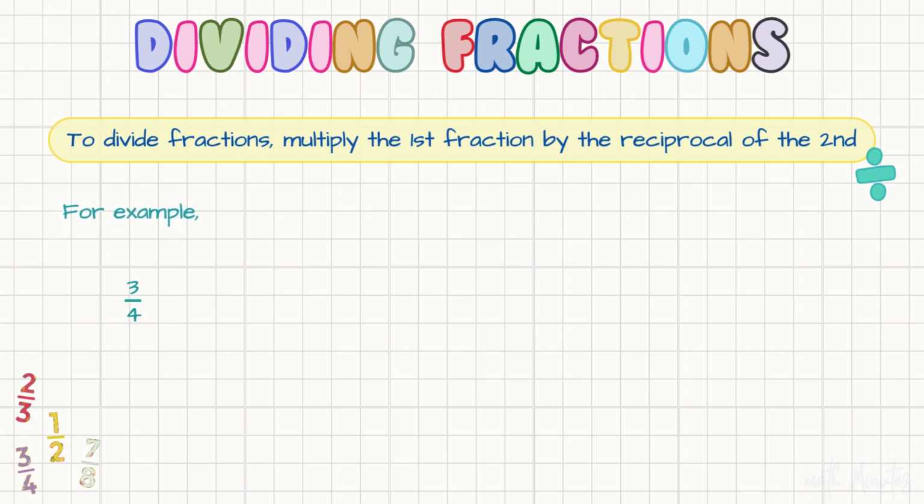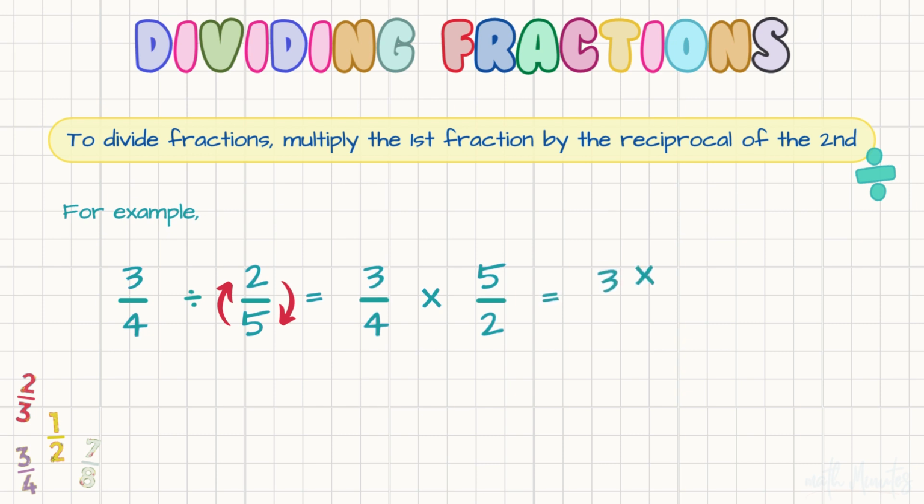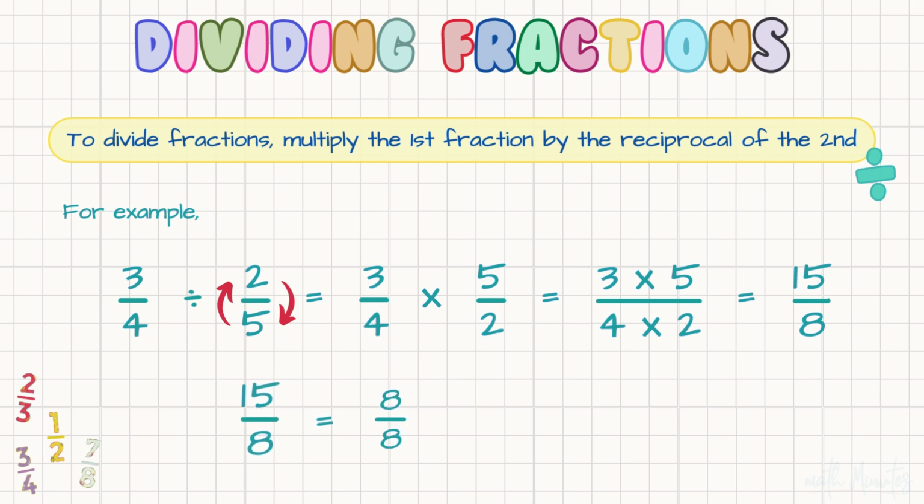Suppose we want to divide 3/4 by 2/5. Flip the second fraction to get its reciprocal. 2/5 becomes 5/2. Now, multiply the fractions. 3/4 times 5/2 equals 3 times 5 divided by 4 times 2, which equals 15/8. We can give our answer as a mixed number in its simplest form. 15/8 equals 8/8 plus 7/8, which equals 1 7/8.